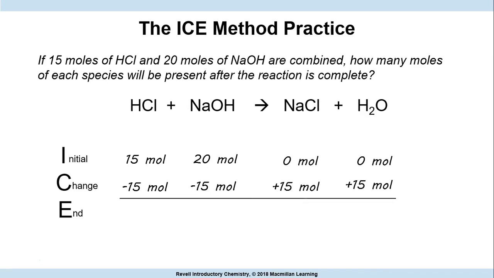So let's draw our line. We know that we've used all our hydrochloric acid. All that we have left is sodium hydroxide. So let's see. We have 0 mole of hydrochloric acid left. We have 5 moles of sodium hydroxide left. And we formed 15 moles of sodium chloride and 15 moles of water. So, according to the question, how many moles of each species will be present after the reaction is complete? After the reaction is complete, we'll have 0 mole of hydrochloric acid, 5 moles of sodium hydroxide, 15 moles of sodium chloride, and 15 moles of water.